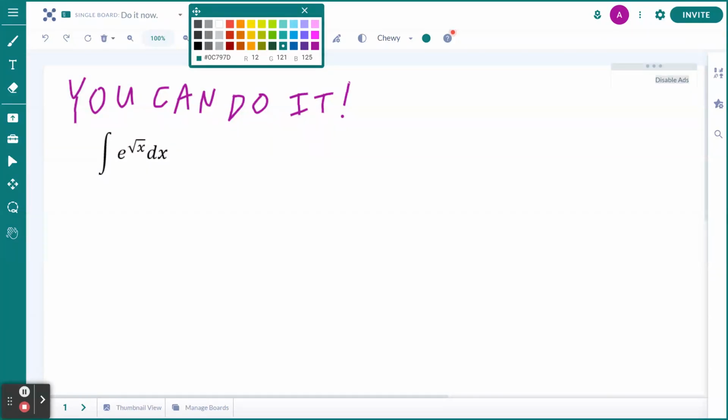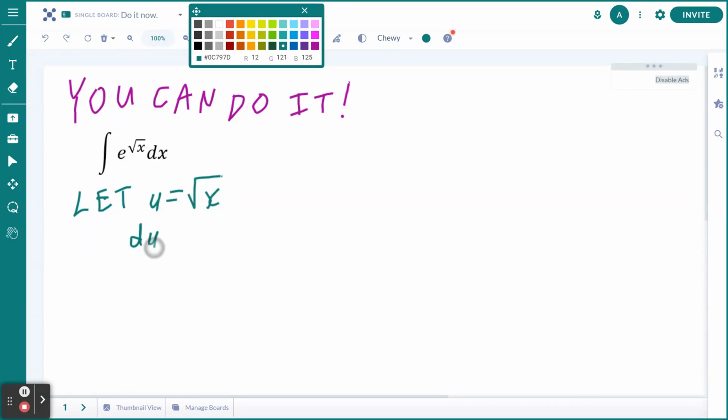Hi everyone, let's take a look at the following antiderivative. Find the integration of e to the power of root x with respect to x. Step number 1, let u equal to the square root of x.